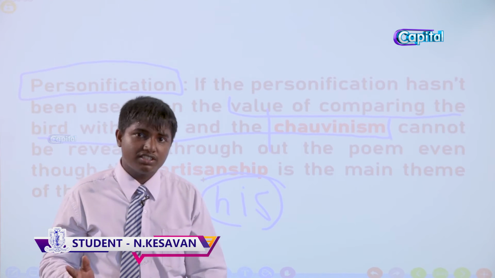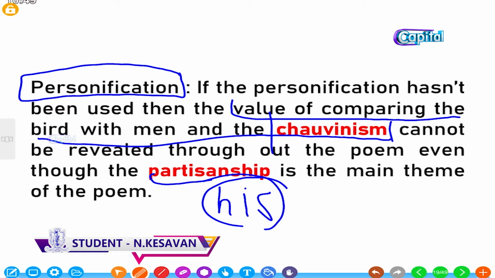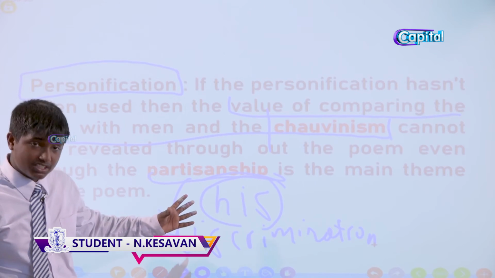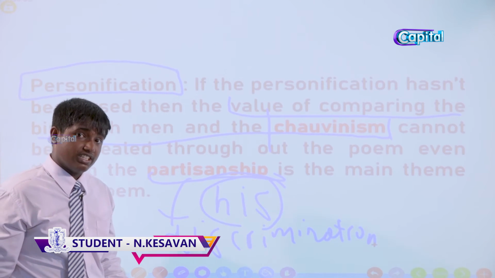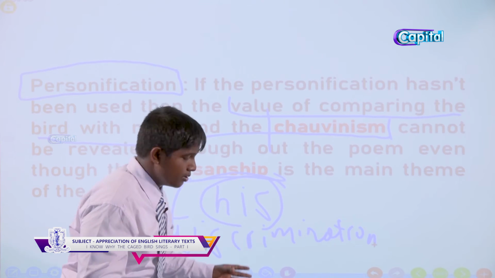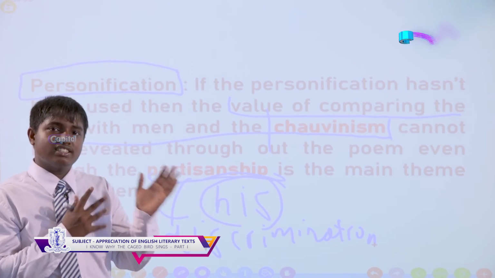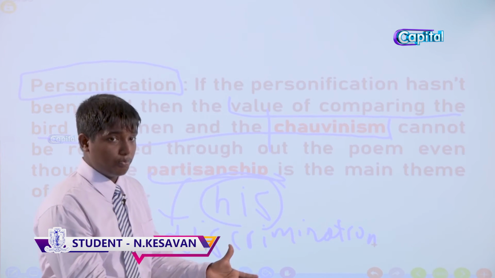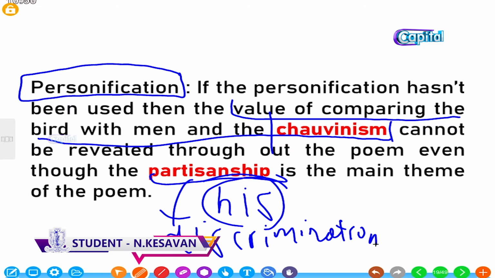Even though the partisanship refers to discrimination, discrimination is for the ones who are excluded from this society, but partisanship is favoring one society. It's a slightly opposite word of discrimination, but it has the same aspects and the same outputs. So now let's move on.